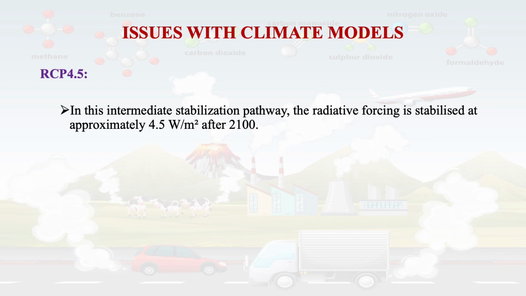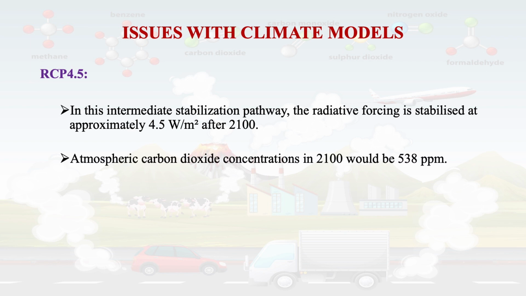In this intermediate stabilization pathway, the radiative forcing is stabilized at approximately 4.5 watt per meter square after 2100. In this pathway, the atmospheric carbon dioxide concentration in the year 2100 would be 538 parts per million. As per the RCP 4.5 pathway, the average temperature increase for the period between 2081 to 2100 relative to the baseline 1850 to 1900 is 2.4 degrees centigrade, while the likely range of temperature increase is 1.7 to 3.2 degrees centigrade.